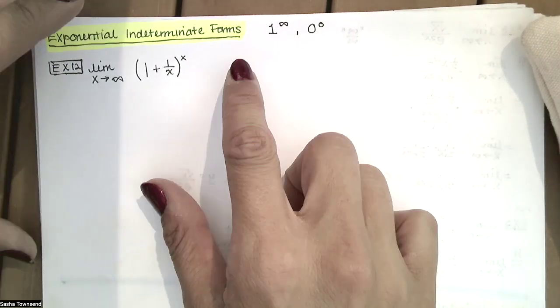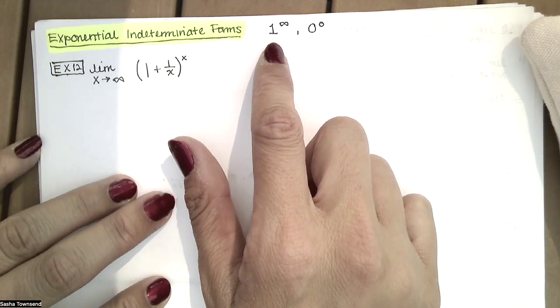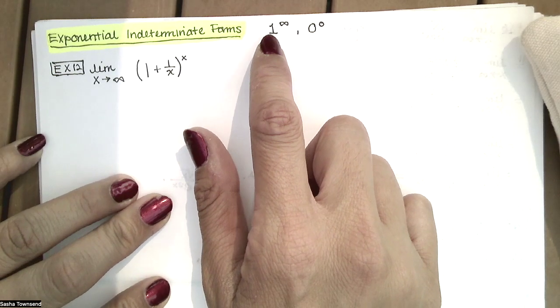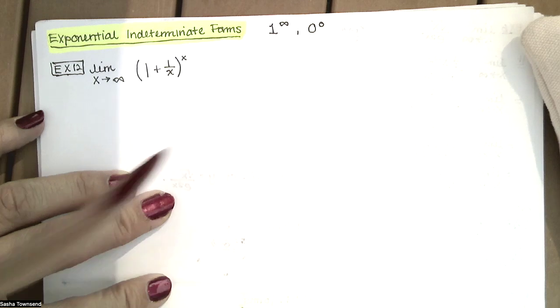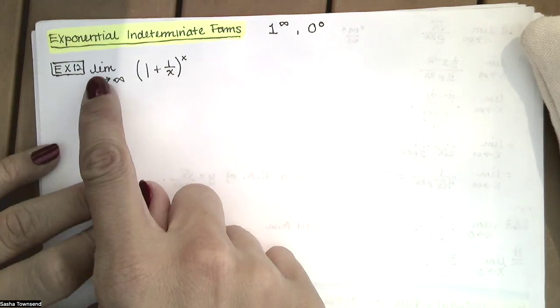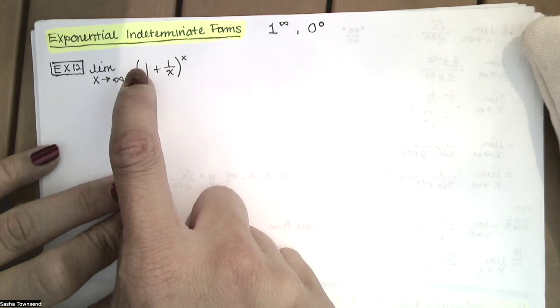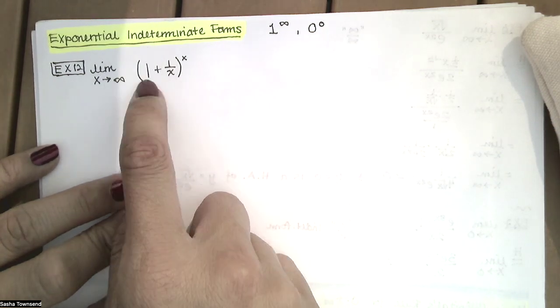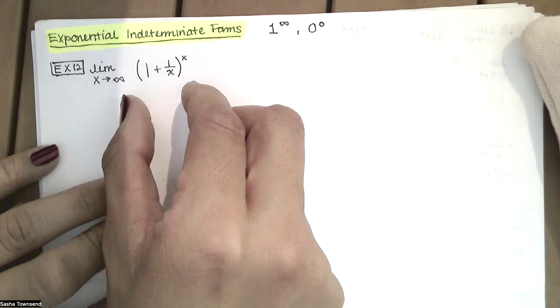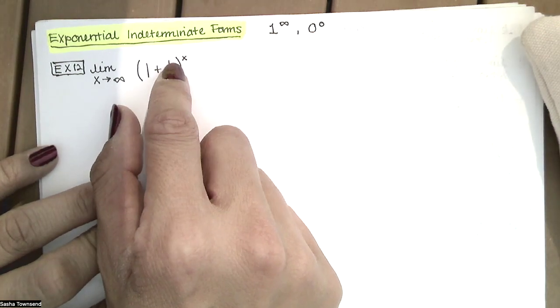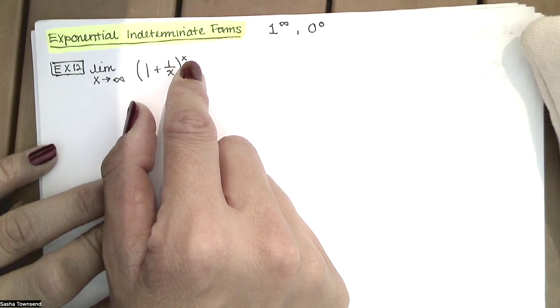In this video, we solve a few problems involving exponential type indeterminate form, so 1 to the infinity or 0 to the 0. This is an example. As x approaches infinity, 1 over x approaches 0. So this is 1 plus something approaching 0. So the base of this sort of exponential type form is approaching 1, while the exponent is approaching infinity.